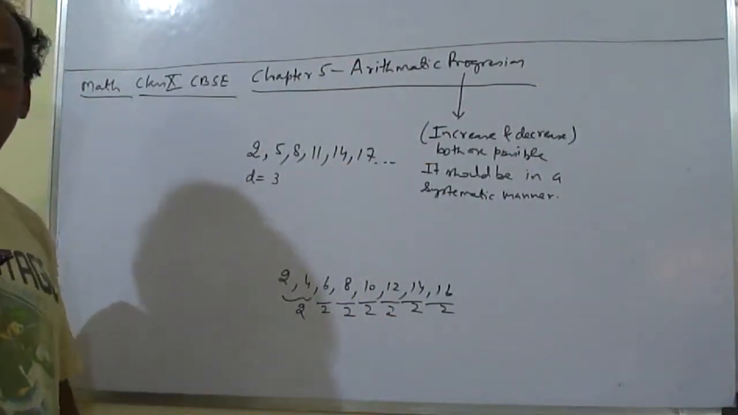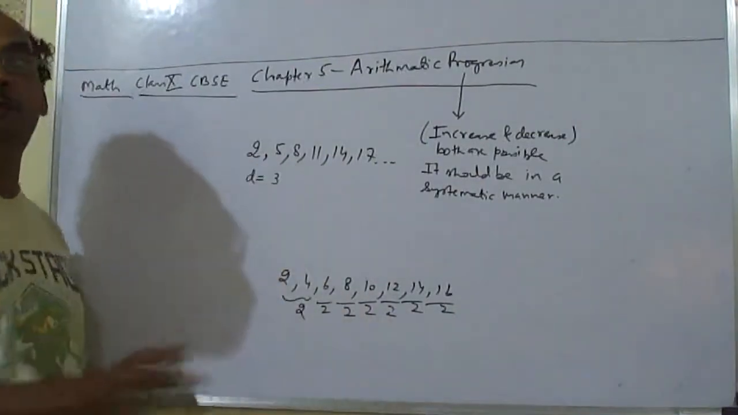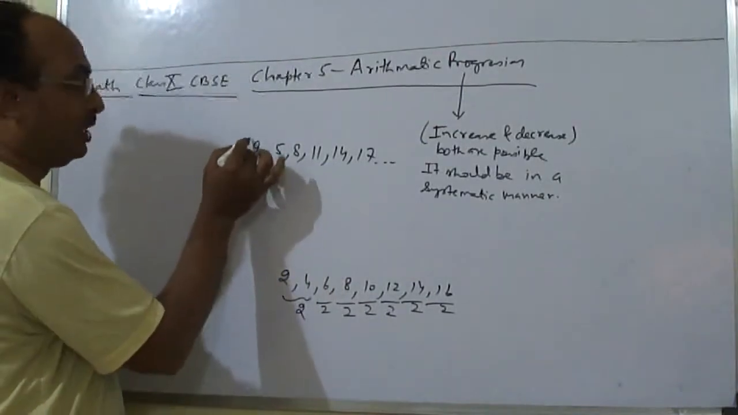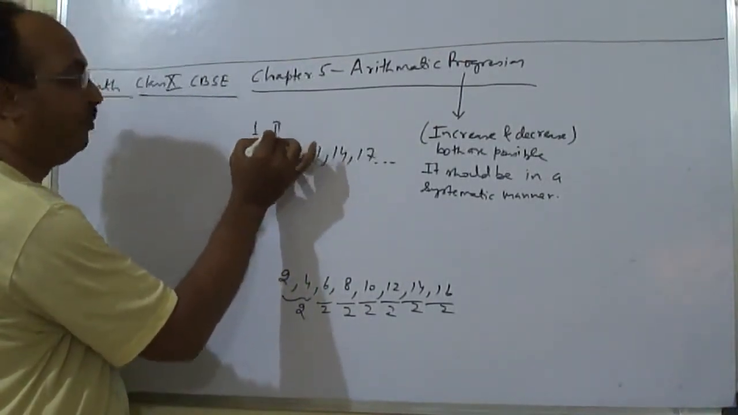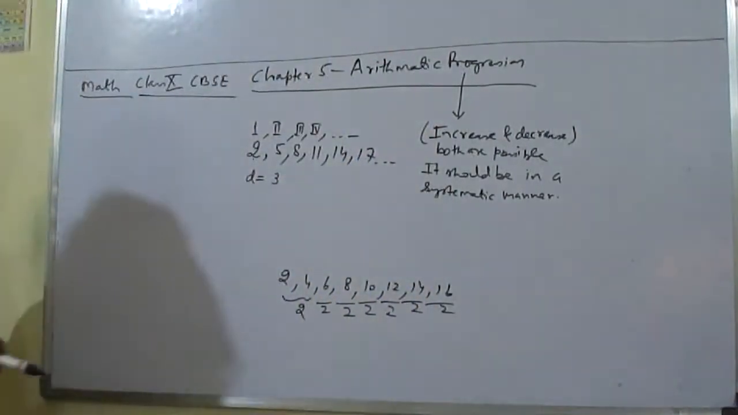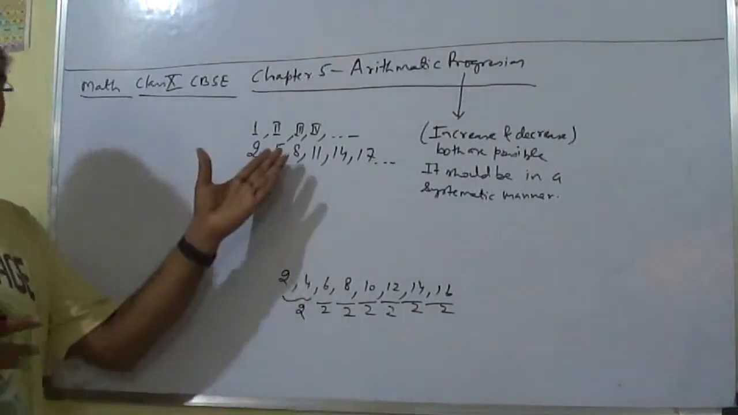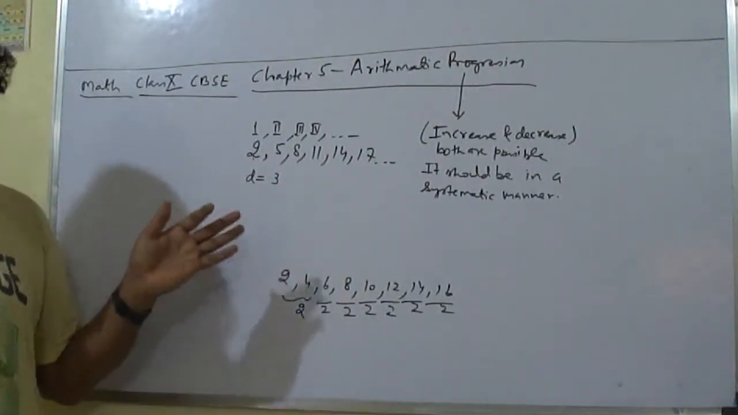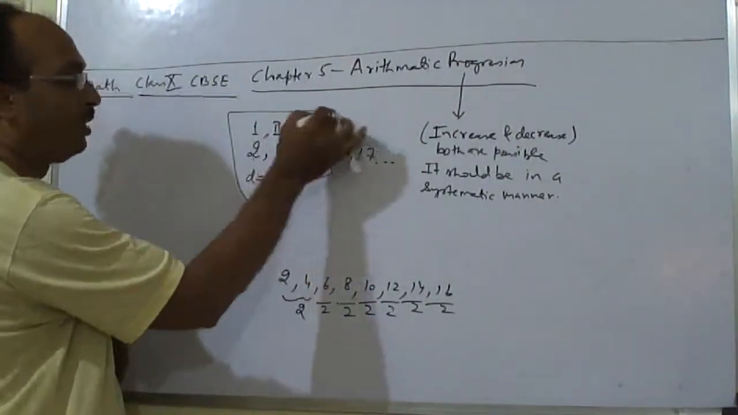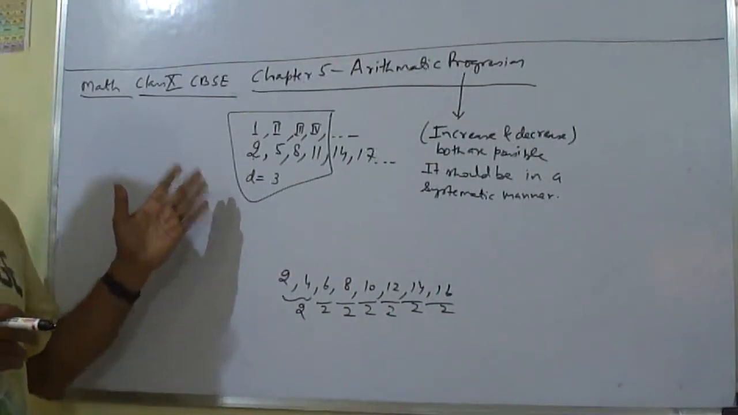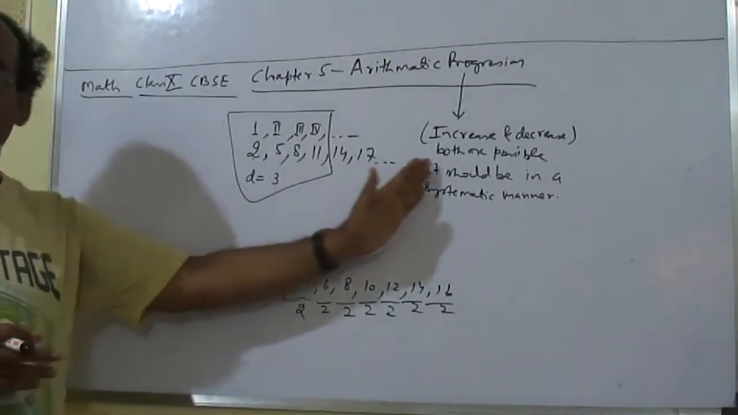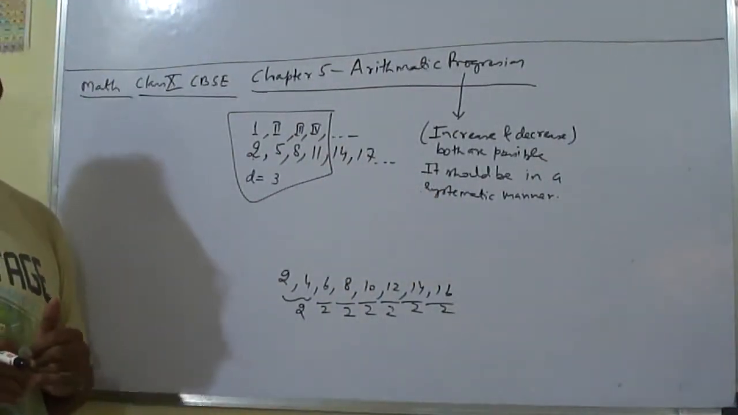But if you are asked to find only up to 4 terms, these are called terms. This is the first term, this is the second term, this is the third term, this is the fourth term. Like this it will go on. If you are asked to find only up to 4 terms, then it will be a definite series, because you will stop after finding 4 terms. If there is no end, it will be called an indefinite series.